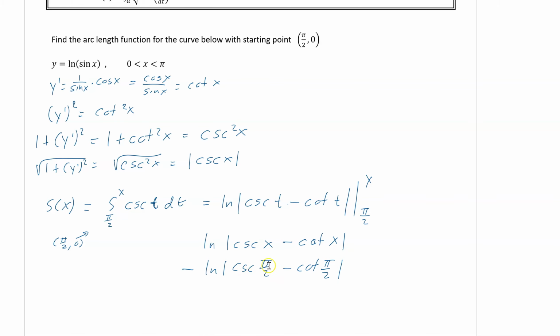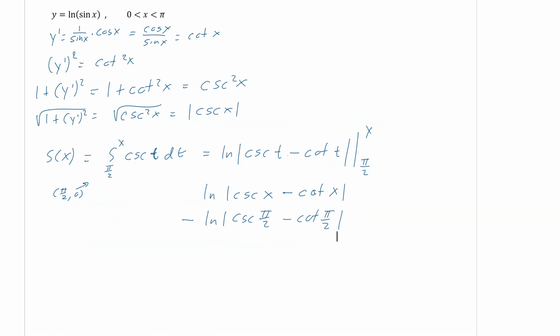And cosecant is a reciprocal of sine, so that would be 1. And then cotangent would be 0 at pi over 2, because that's the center point. I meant the center like on your graph. We go from 0 to pi, and so the center is pi over 2. And that's where we had 0. So we end up with ln of cosecant x minus cotangent x, minus ln, and then this would be 1 minus 0, which is 1. And the natural log of 1 is 0. So our answer would just be natural log of cosecant x minus cotangent x.